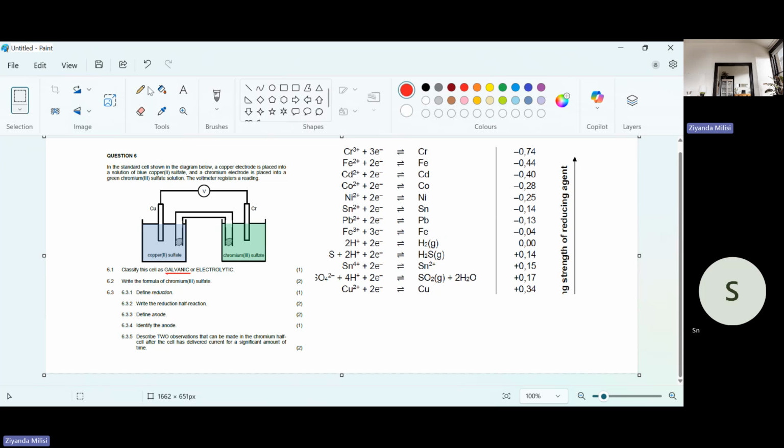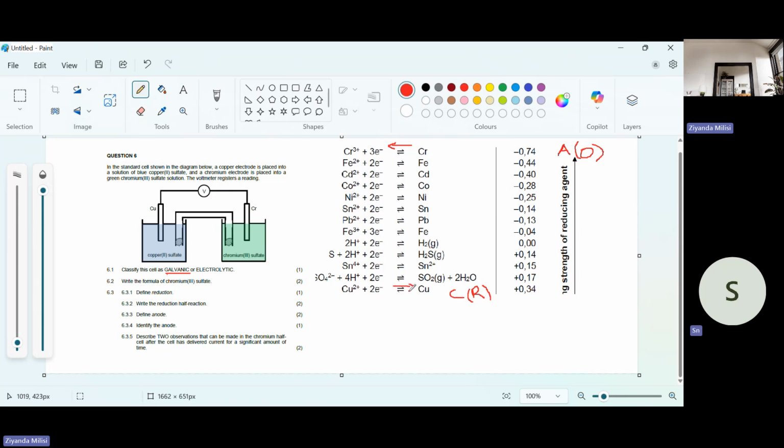Okay. Now we need to identify the anode. Already we can see this one is the anode. It's where oxidation takes place. It's at the top there. We can see that this one is the cathode. It's where reduction will take place. Which means this one is going backward. You will write that reaction. That is your oxidation half reaction. This one will go this way. It is your reduction half reaction. So you know both your reactions.